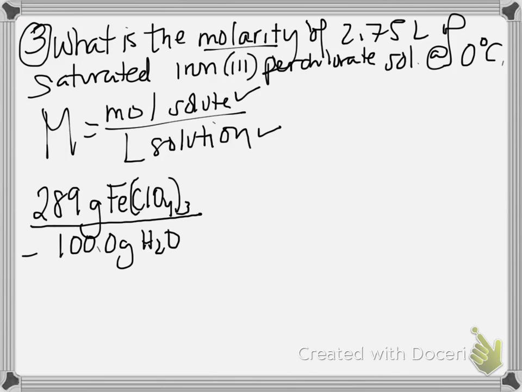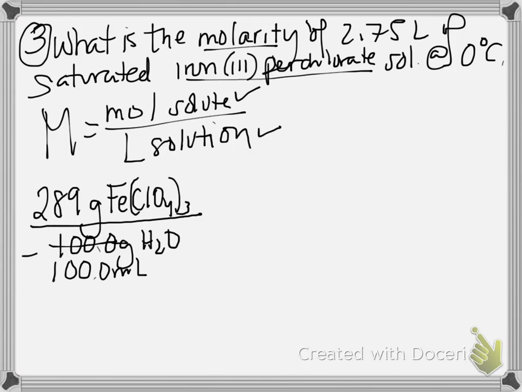So you have to make some guesses and assumptions. Knowing that the density of water is 1, we'll make this 100 milliliters of water. Do we know how much of that 2.75 liters volume is comprised of water? No, we don't. Now, if we knew the density of iron(III) perchlorate, we could figure out how many grams, what volume it occupies, and we could work it out exactly.